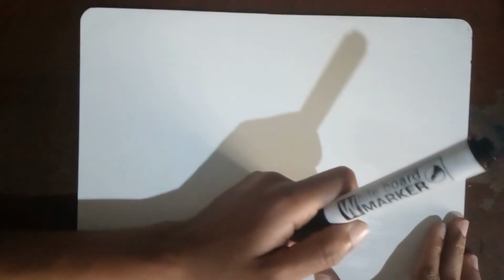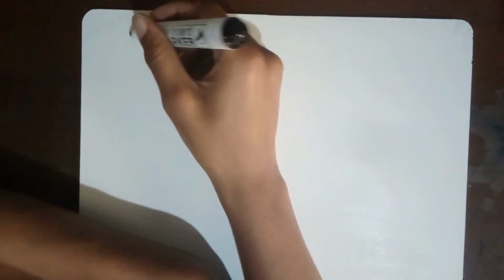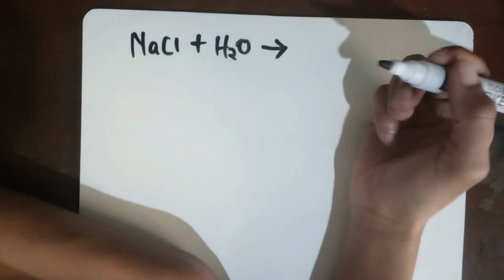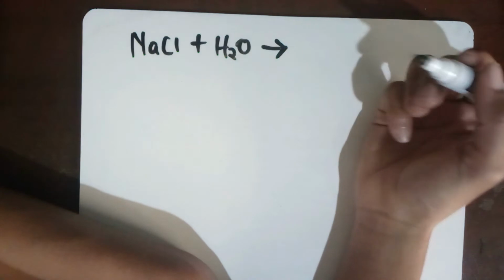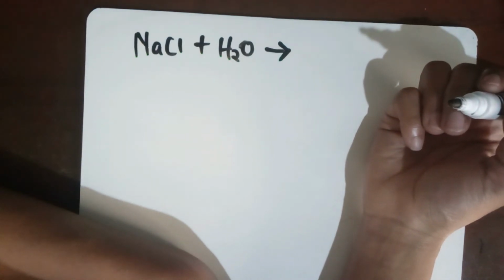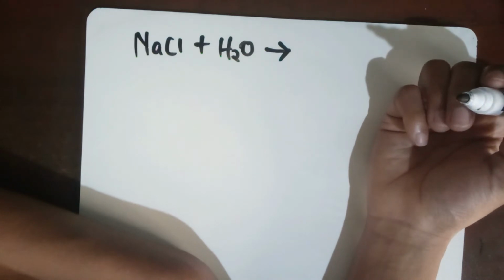So let us take an example. We're saying that we have a salt here, sodium chloride. It goes through hydrolysis, so we add water, and we're trying to see whether our solution is going to be basic or acidic. You're going to try to approximate the pH.